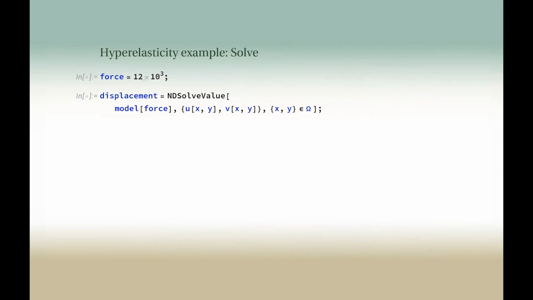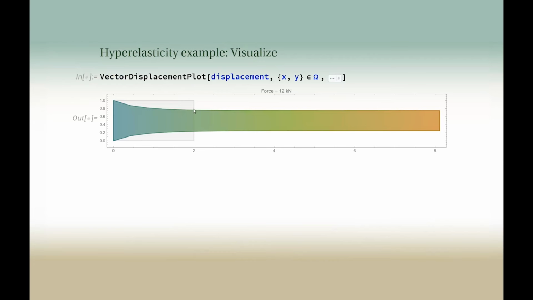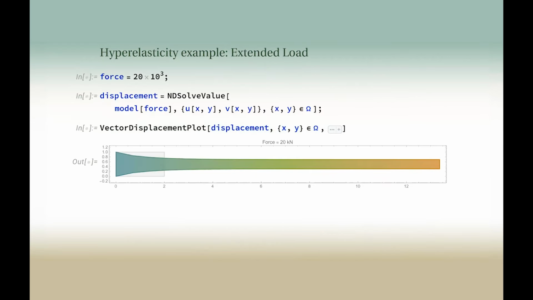So I want to exert a force of 12 kilonewtons. I have the n-dissolved value model, use this force, the dependent variables are u and v, and the region omega. And that's going to give me a displacement. So this is now a visualization of the displacement, and that visualization is to scale. So this is rubber, and we've really pulled it quite a bit. Okay, so next I'm going to go ahead and increase that force a bit. So I say, okay, we want 20 kilonewtons.